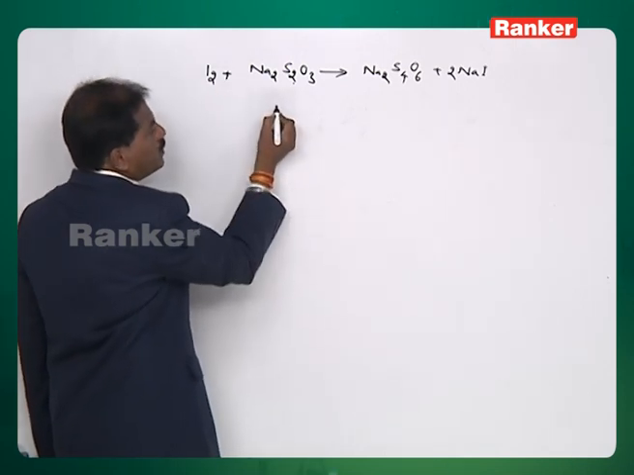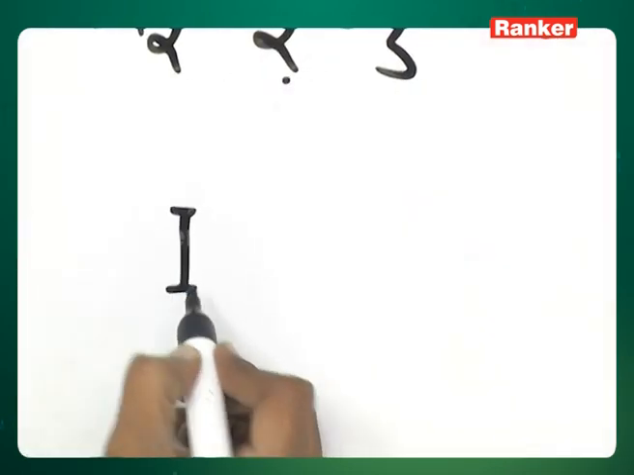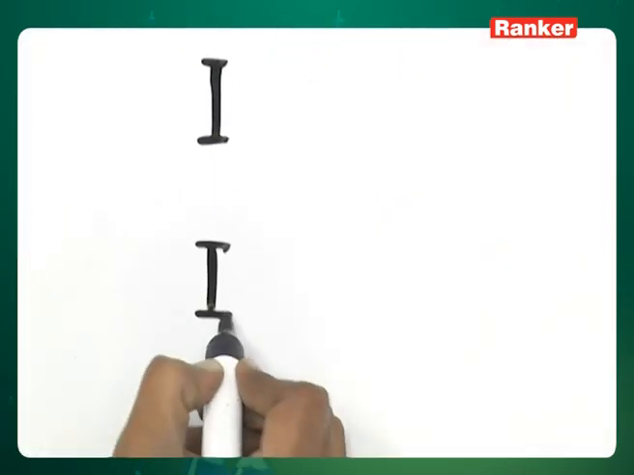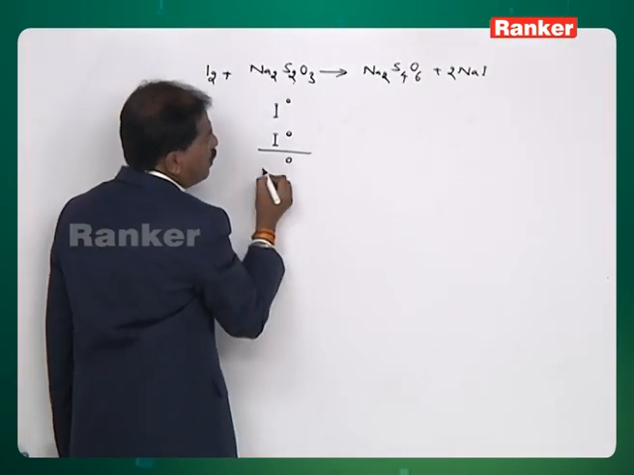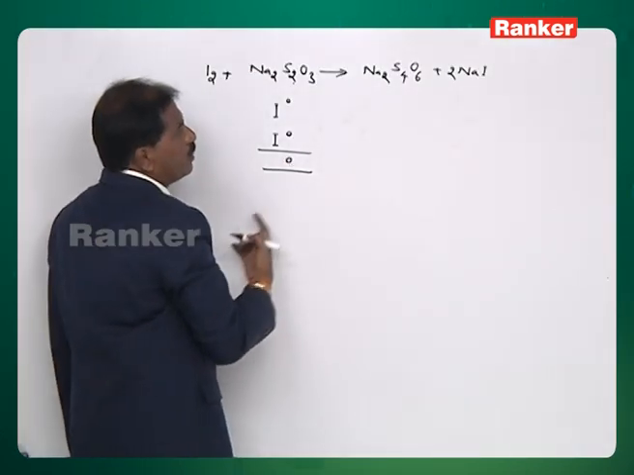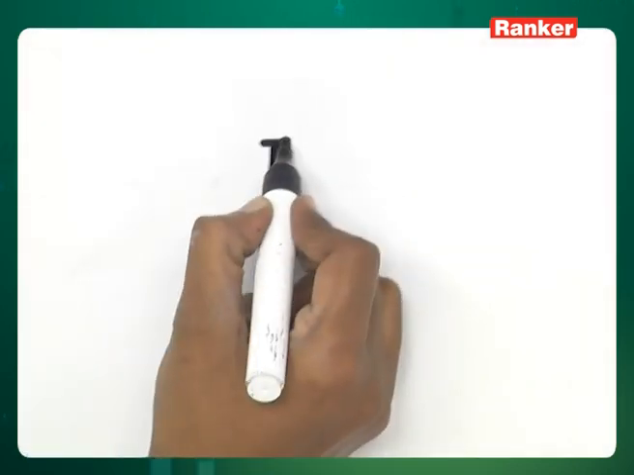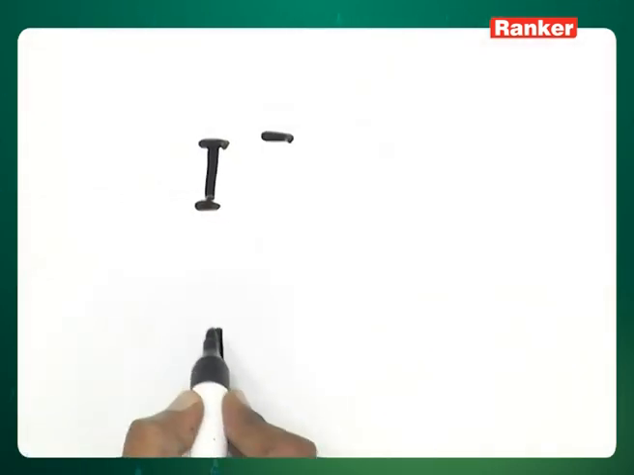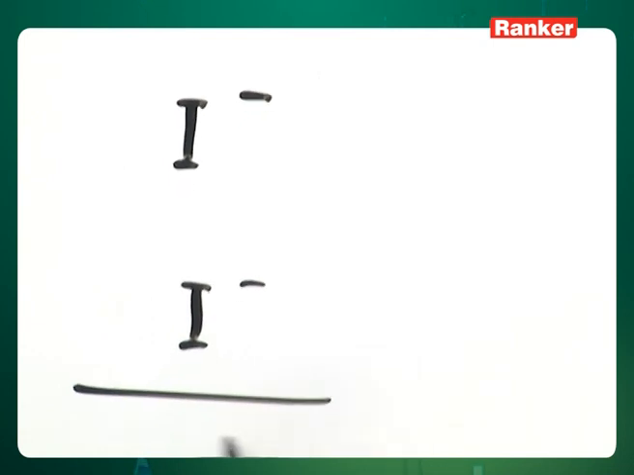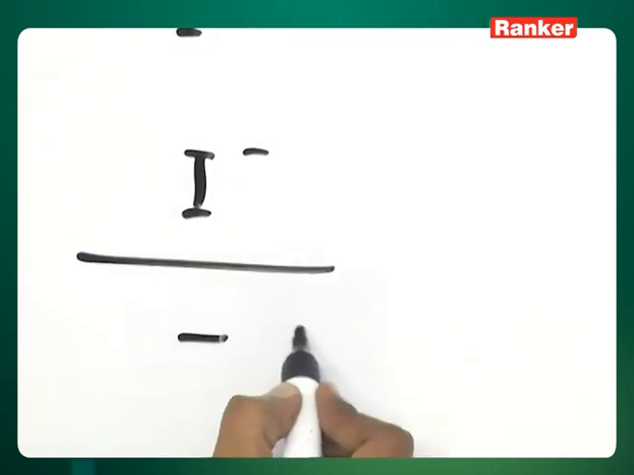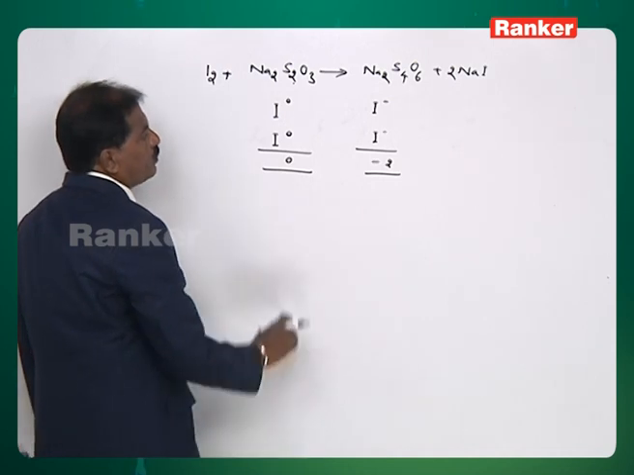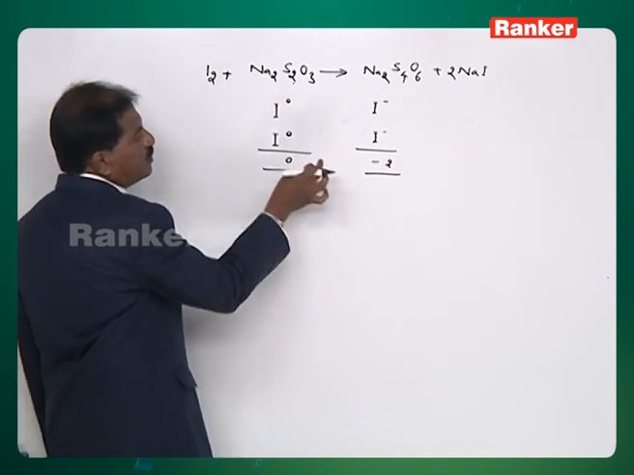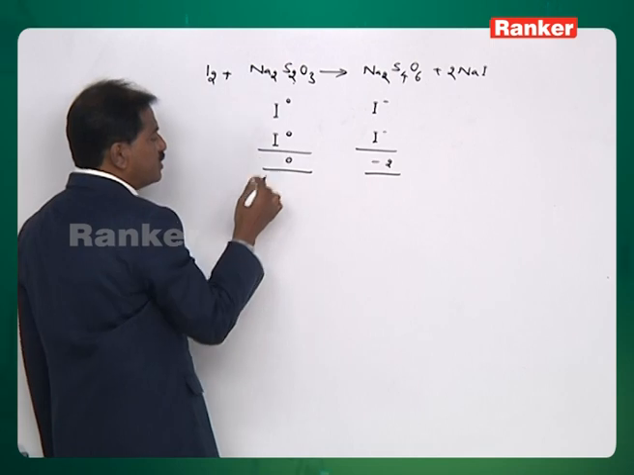Here in this reaction, one molecule of iodine is participating. The oxidation state of each iodine atom on the reactant side is 0. Therefore, total oxidation state is 0. On this side, each iodine atom is exhibiting the -1 oxidation state. Therefore, total oxidation state here is -2. Therefore, one molecule is gaining 2 electrons.